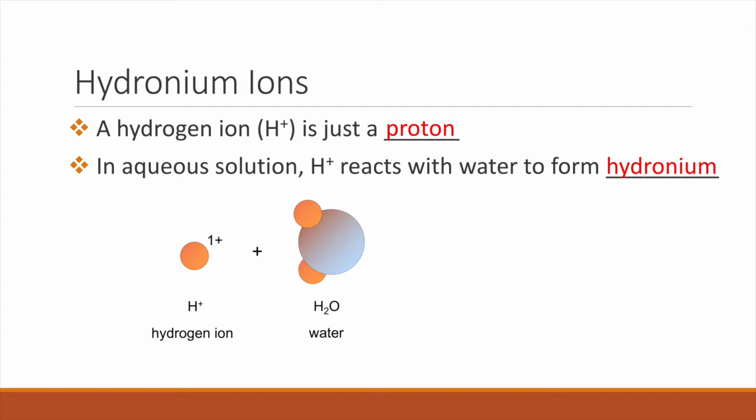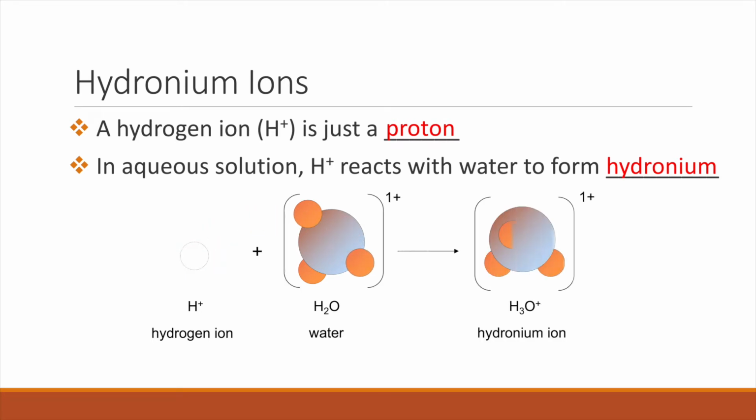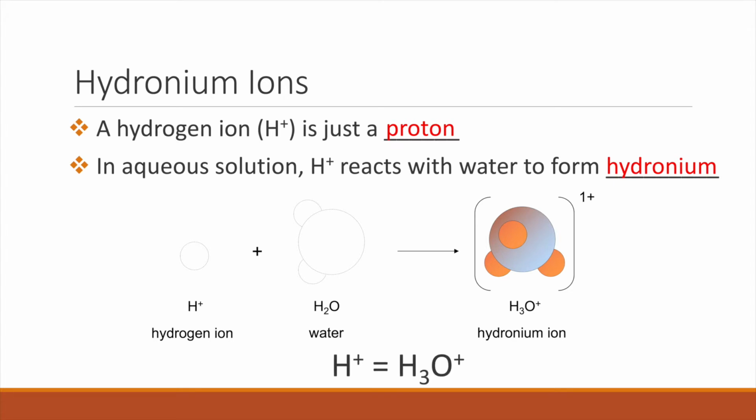Here I have a diagram. I have a hydrogen ion and then the water. This hydrogen ion is going to attach onto the water, giving it its +1 charge. That is hydronium, H3O plus. It is more stable for the proton to be connected to the water. So we talk about H plus and H3O plus synonymously. They mean exactly the same thing.